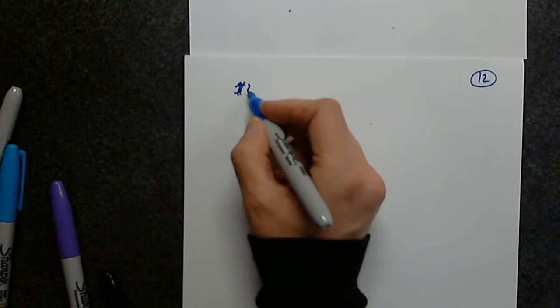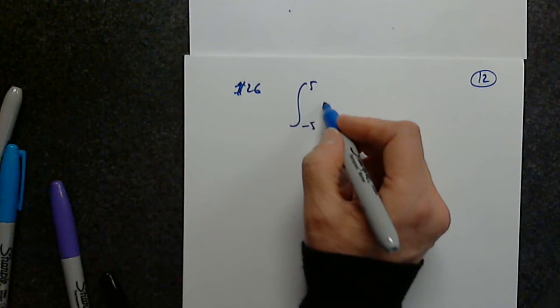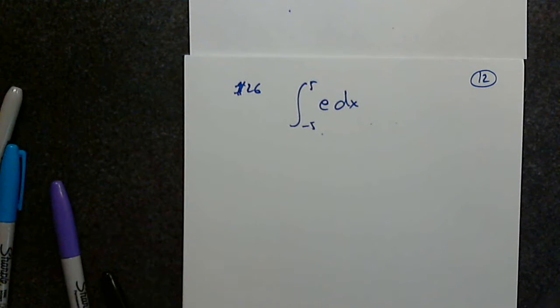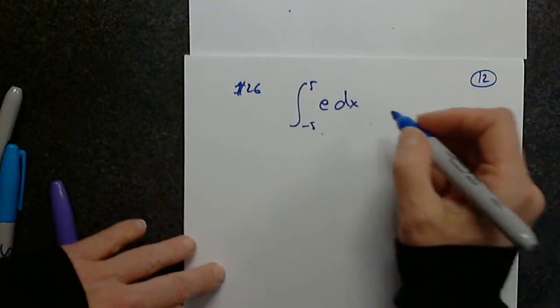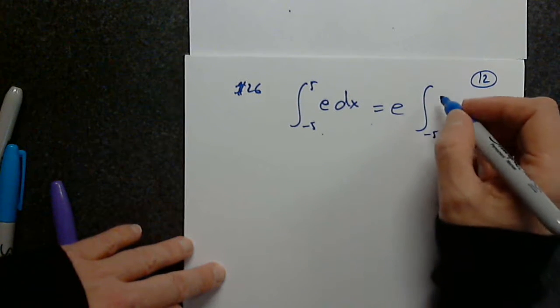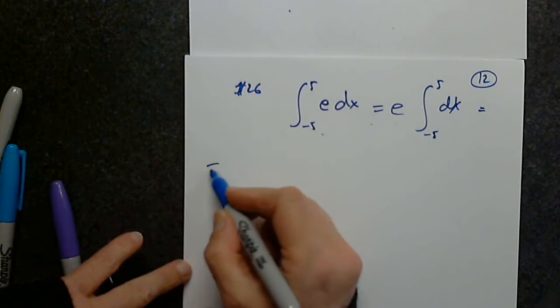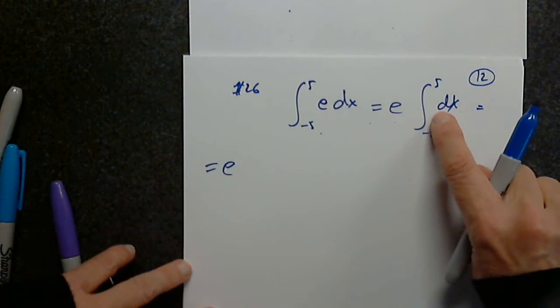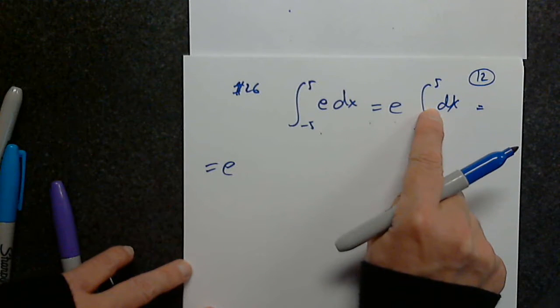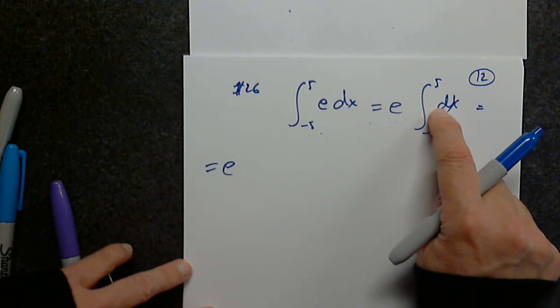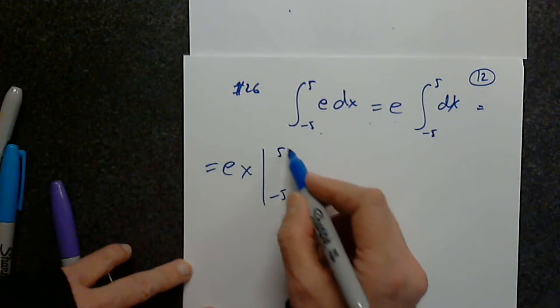In 26, we have the integral from negative 5 to 5 of e dx. Very good pick. Thank you for that. Okay, e is a constant. Who cares? It will wait patiently. Good. So e, which function prime is, I don't see a function here. What is the function here? What is it? 1. Which function prime is 1? From negative 5 to 5.